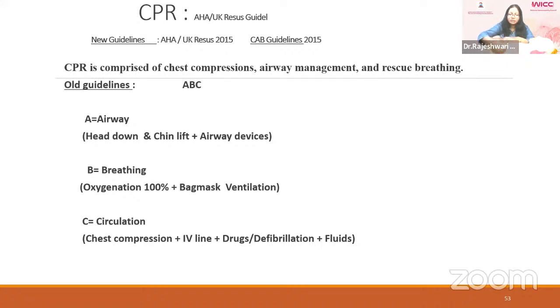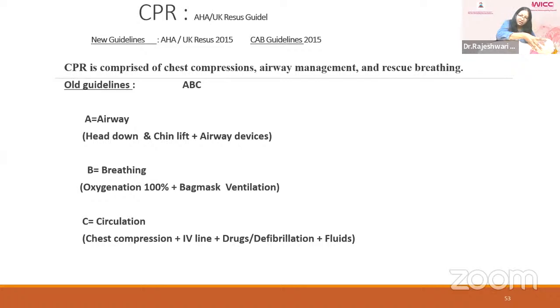5 to 6 centimeters depth, 30:2. Okay, 30 compressions, 2 mouth breaths. Lifting the chin, tilting the head. Holding the mask firmly. And in this position itself, you have to give the mouth to mouth breaths, resuscitation 2 times.